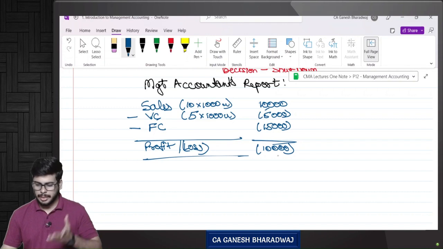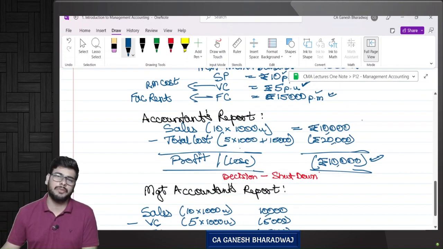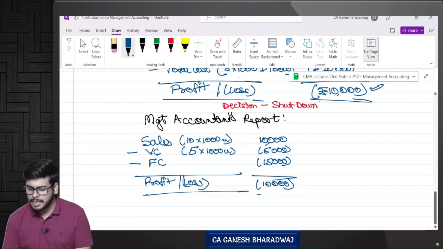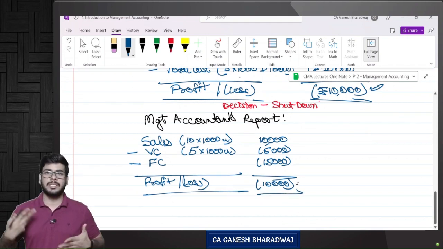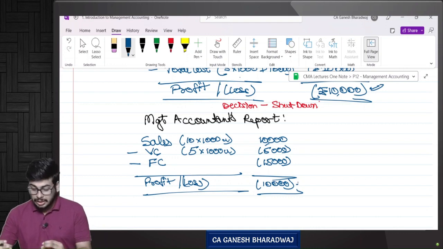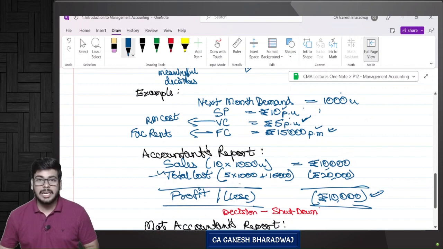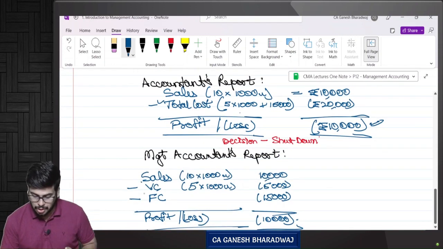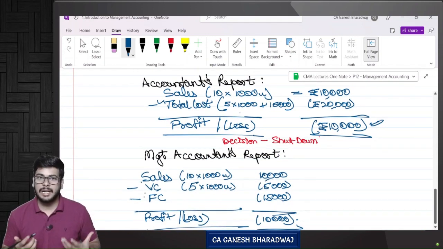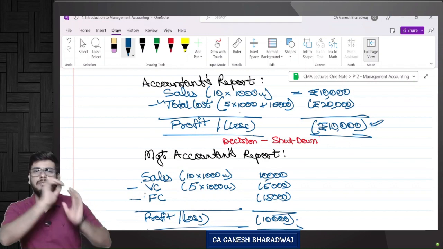Sir, are you kidding, sir? The accountant also said it is the same loss of 10,000 rupees. You are also saying the same loss of 10,000 rupees. What is the value addition you are giving as a management accountant? Wait. Now, this manner you have given here is a total cost, correct? Now, I have split it into variable cost and fixed cost. This is where it will enhance your decision making skills.